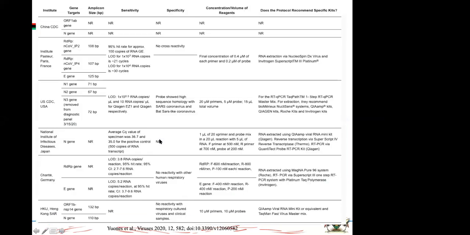Going on, this lists again some of the methods that we talked about last time, again giving you a little bit of details about the sensitivities, the limit of detection, as well as other concentrations of materials that you use, and whether they are limited by the platform or whether you need specific reagents.